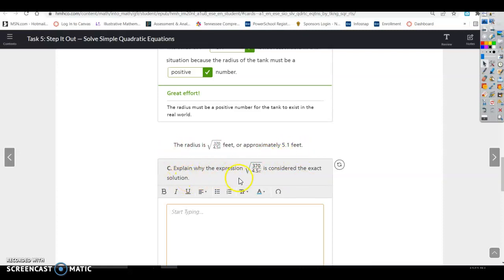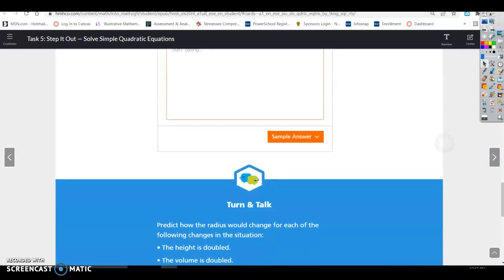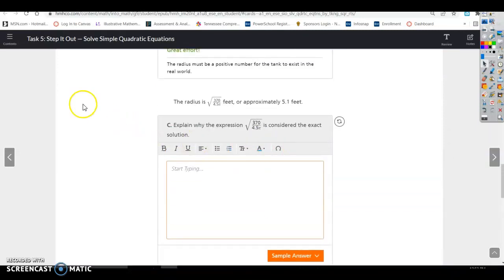So it says explain why the square root expression is considered the exact solution. All right, so this is the exact solution because this is what we get in the final step before we have rounded at all. And so this is the approximate solution because that is what we do after we have rounded the answer. All right, that's all for task 5. If you have any questions, let me know.